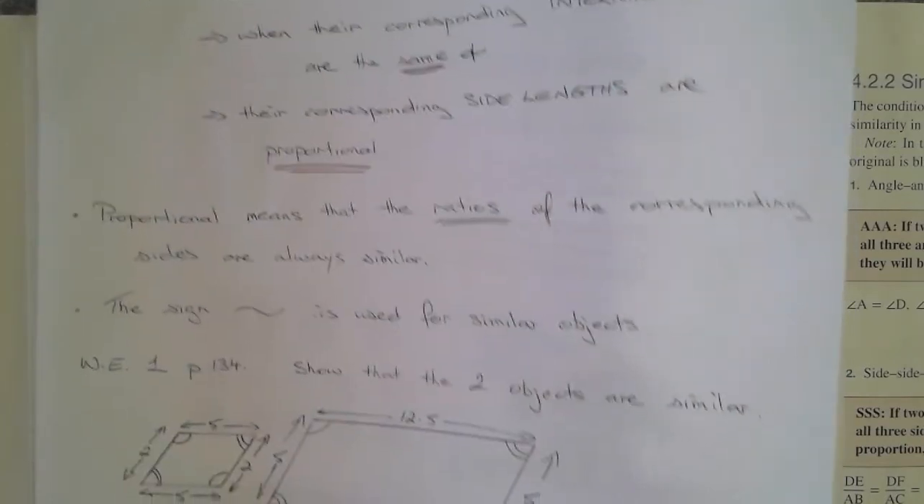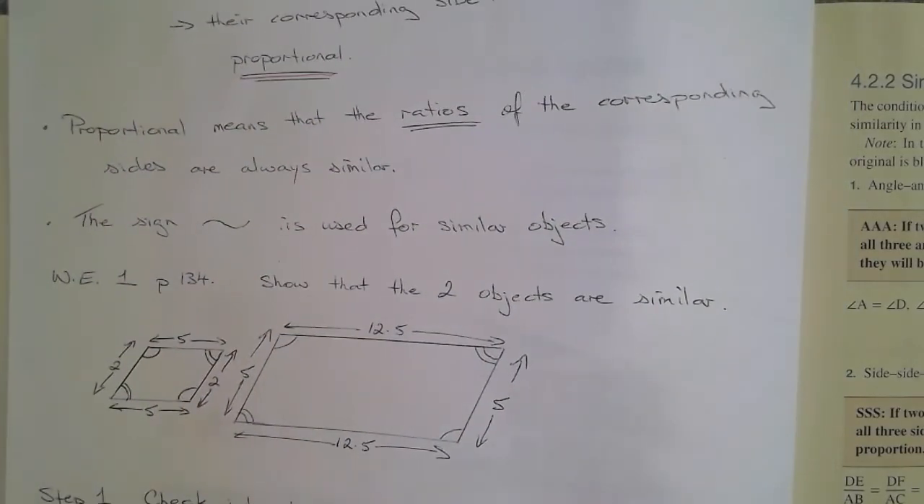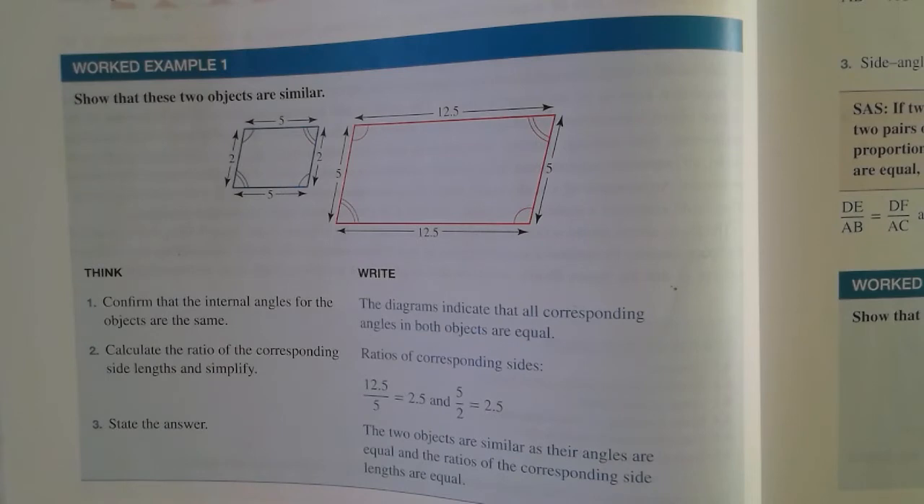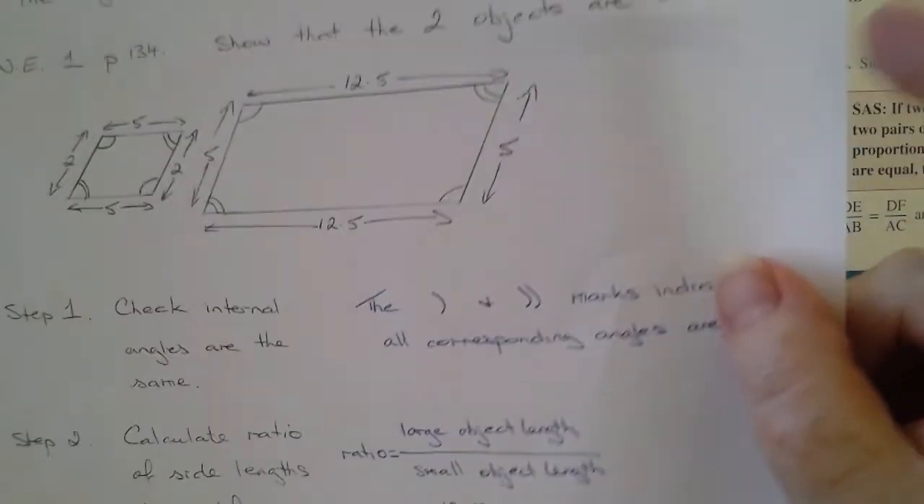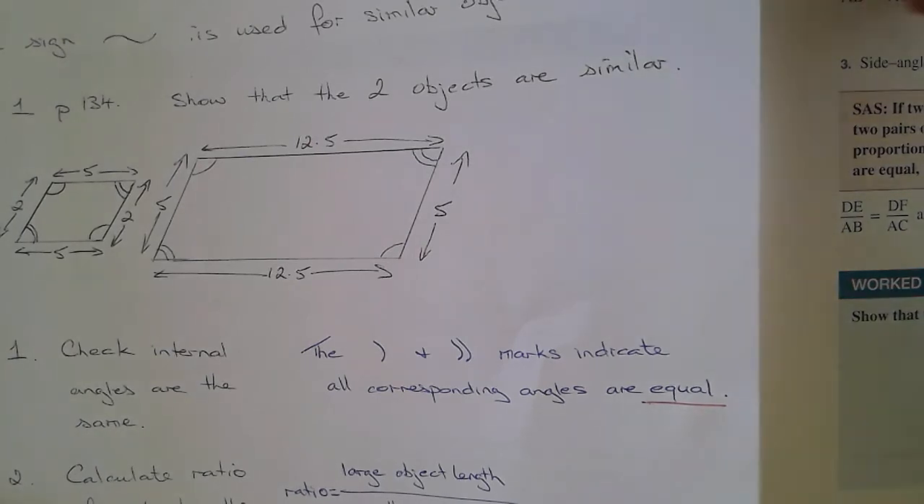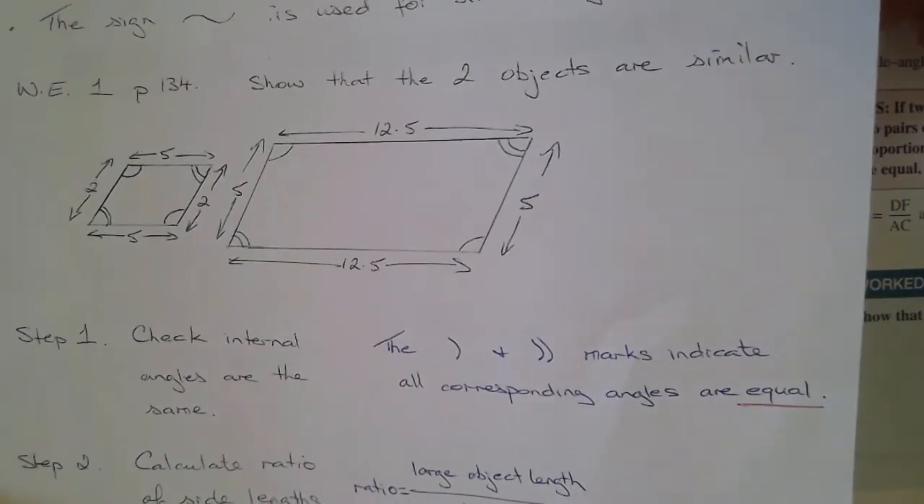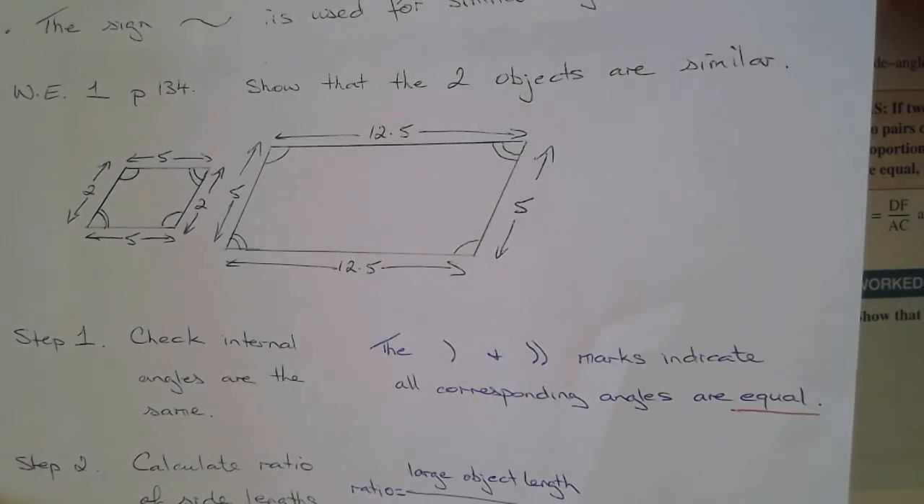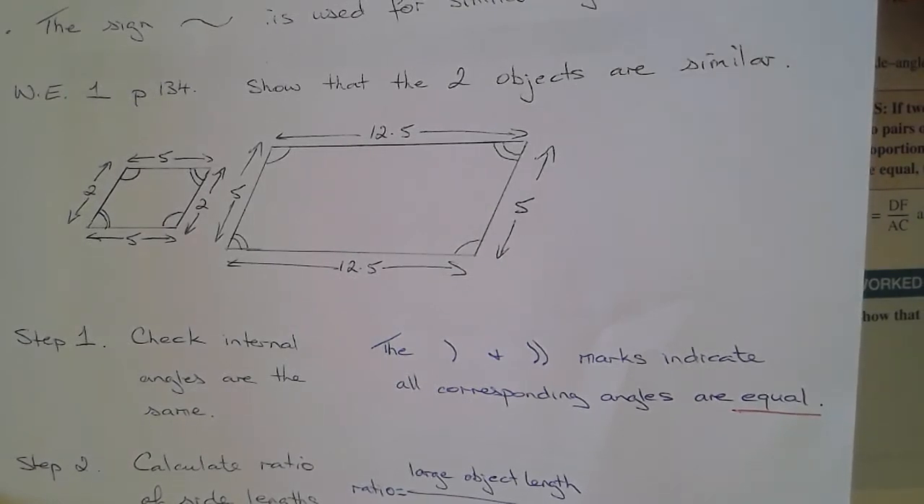Okay, we're now going to go through worked example 1. Worked example number 1, page 134. We're going to look at two objects that are similar. Step 1. Check that internal angles are the same. On the diagrams you'll notice the single line curved and the double line curved marks indicate that all the corresponding angles are equal. Please make sure you add that to your notes.